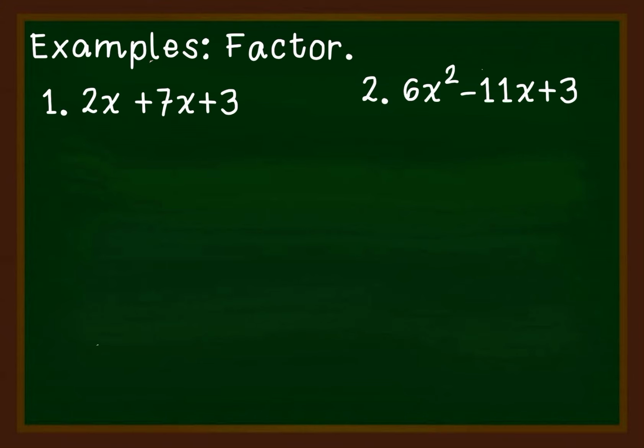So, examples. Factor. So, for number 1, we have 2x squared plus 7x plus 3. So, the first step is to slide a to c by multiplying a with c. So, we have x squared, nawala na yung 2 dito sa harapan, and then plus 7x, and then 2 times 3 is 6. Alright, so that is plus 6.